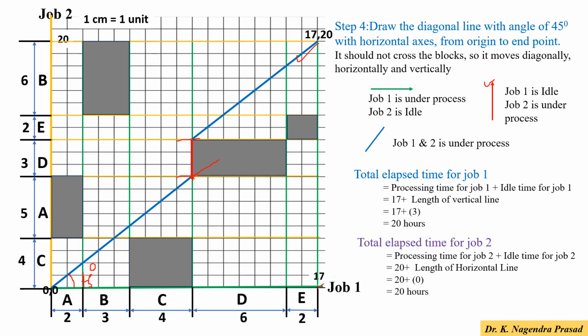Similarly, we have to calculate the total elapsed time for job 2. It is the processing time for job 2 plus idle time for job 2. In the data, it is given that total processing time for job 2 is 20 hours, and idle time for job 2 is the length of the horizontal line. So in the diagram, there is no horizontal line, so the length of the horizontal line is 0. So total elapsed time for job 2 is 20 hours. So this is the solution, and thank you.